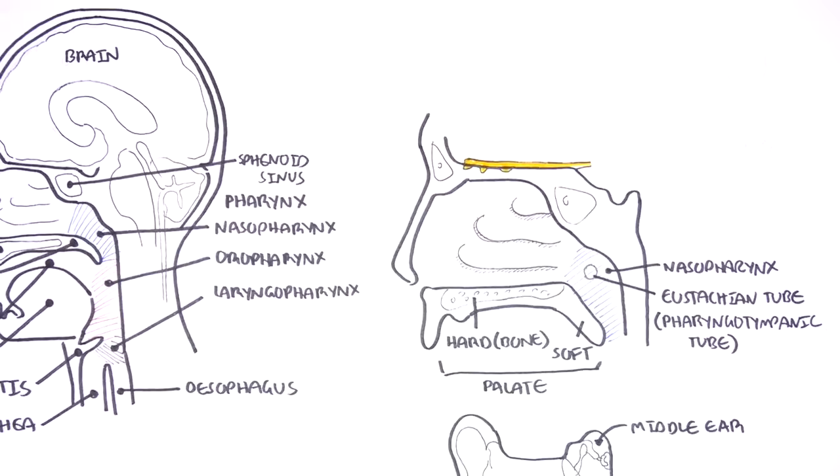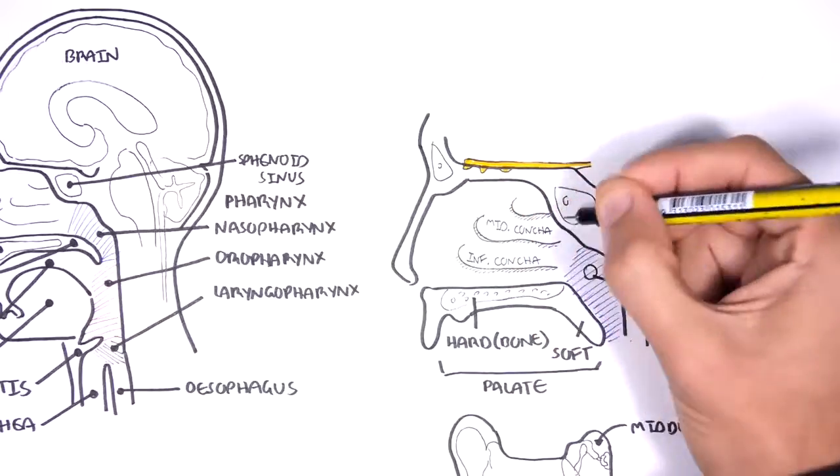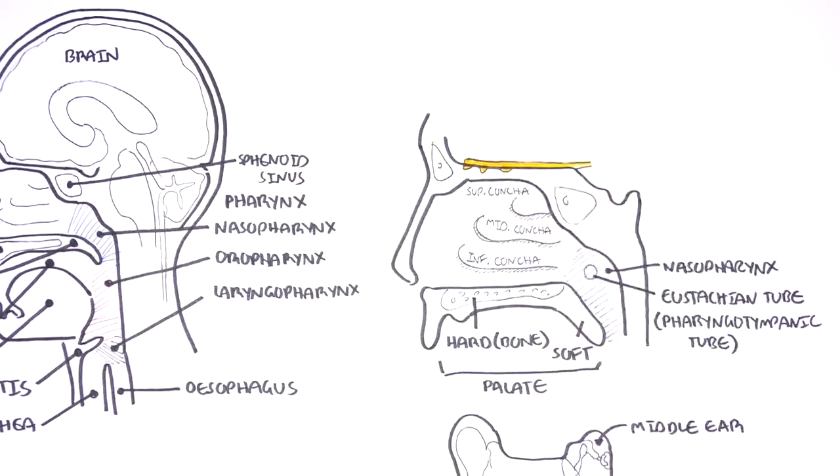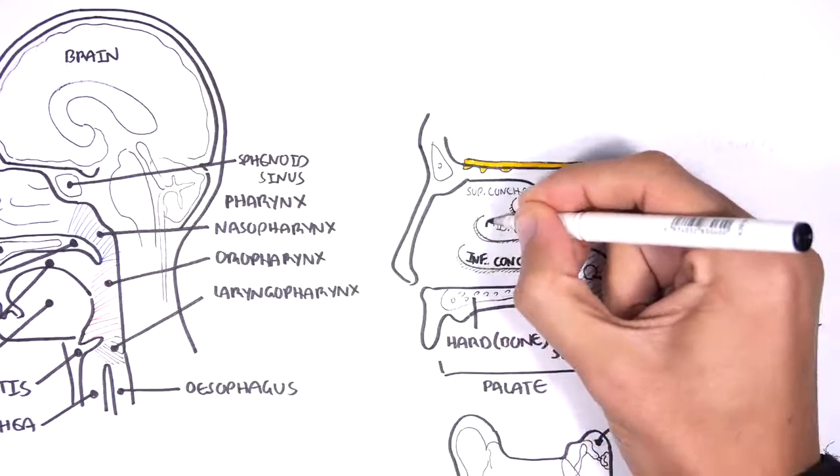On each side of the nasal cavity, we also have these things called turbinates, which are also known as nasal conchae, or concha for one. There is the inferior concha, middle concha, and superior concha. The function of the conchae are to help warm and moisturize air that is flowing through the nose.